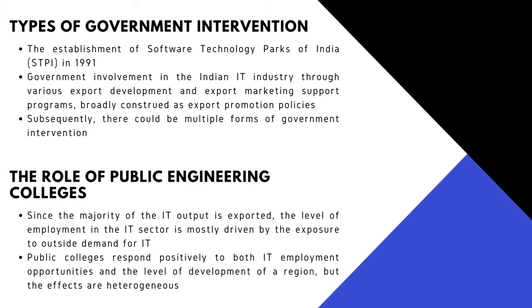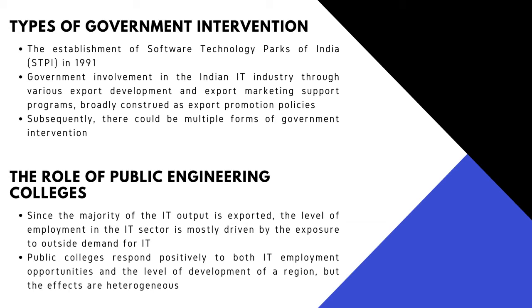Subsequently, there could be multiple forms of government intervention. One would be to build colleges directly in poor regions that have few private colleges. Another would be to provide subsidies to students from less developed districts to study in private colleges outside their district. In India, there have been many instances of the first form of intervention, but no records of the second form of intervention. Since the majority of the IT output is exported, the level of employment in the IT sector is mostly driven by the exposure to outside demand for IT.